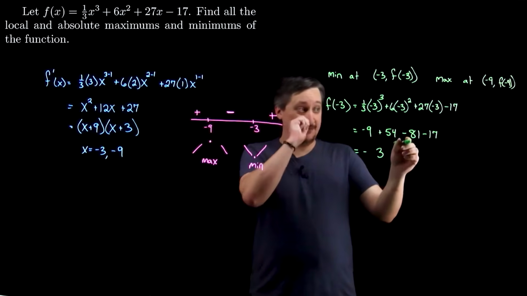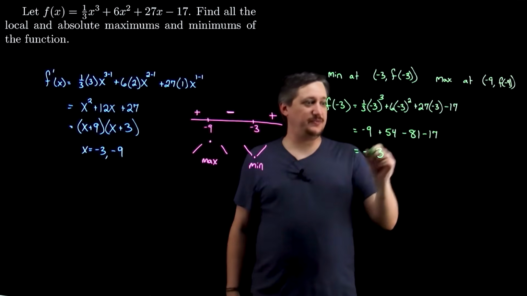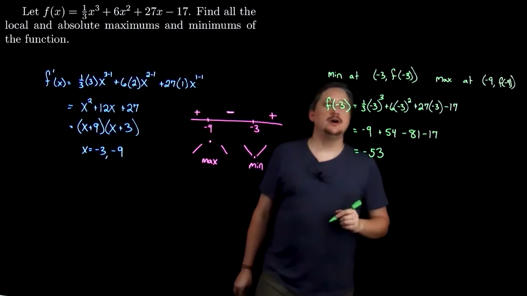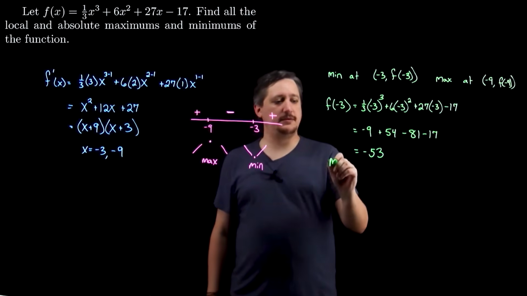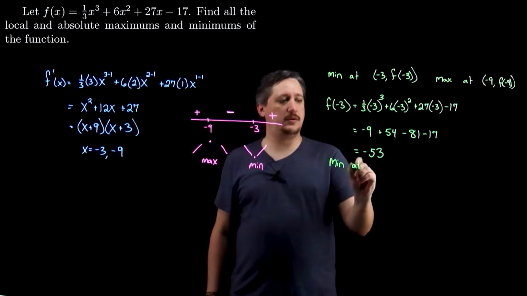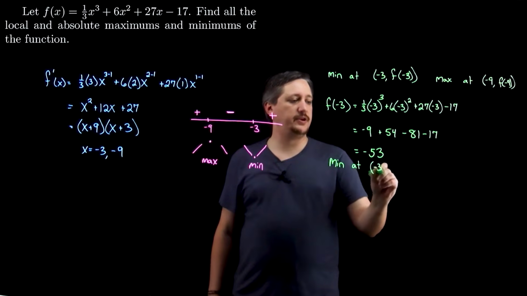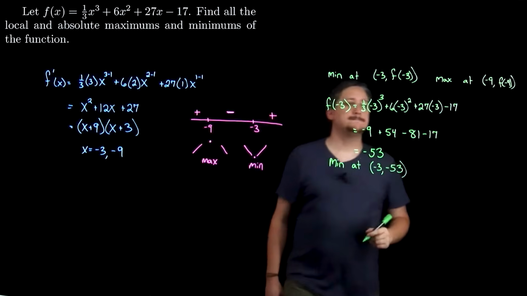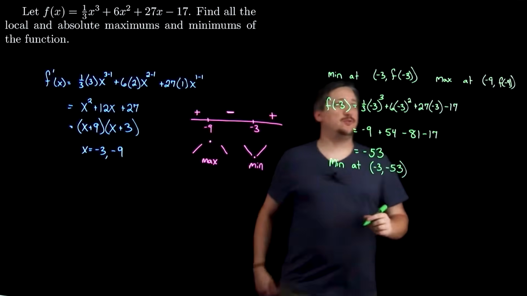Try that again. So negative 90, negative 107, so that should be negative 53. There we go. All right, so that tells me my minimum then: negative 3, negative 53. Okay. And I'm going to do the same thing for the max.